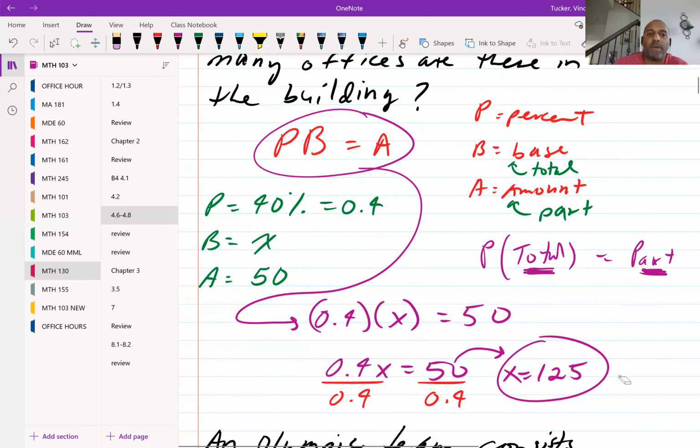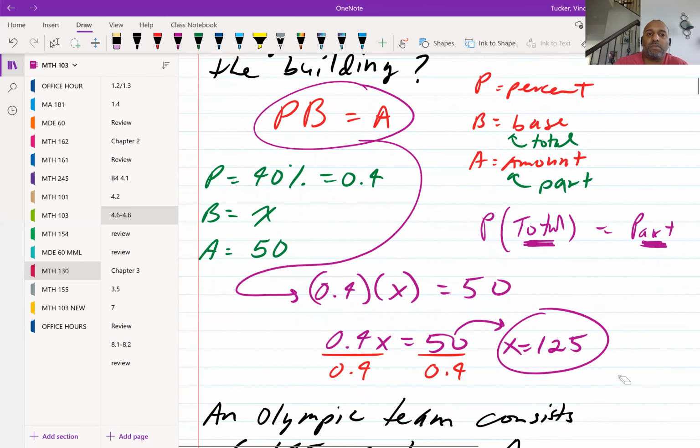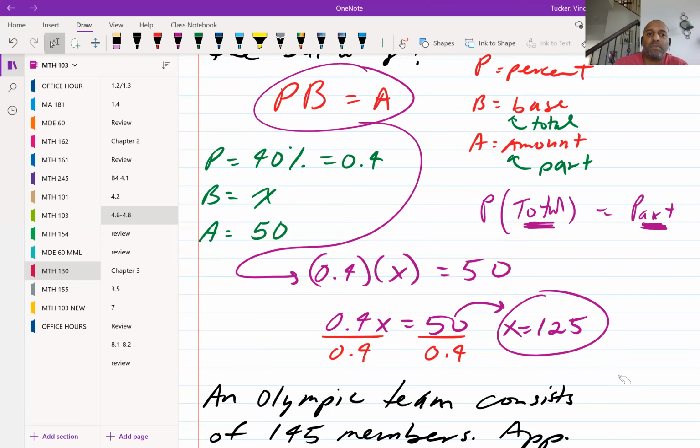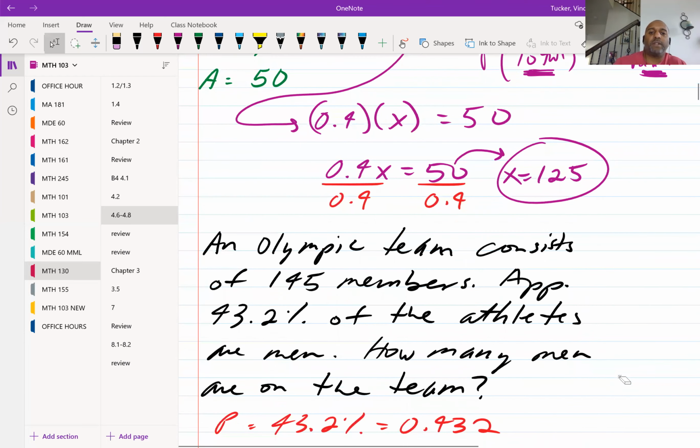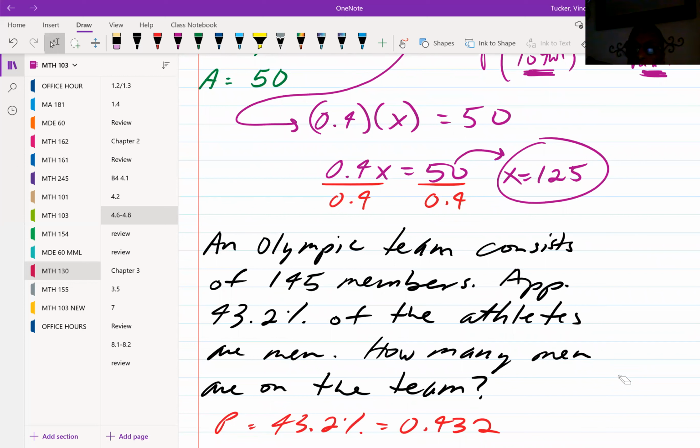All right, everybody good? Before we scroll up. All right. An Olympic team consists of 145 members. Approximately 43.2% of the athletes are men. How many men are on the team?